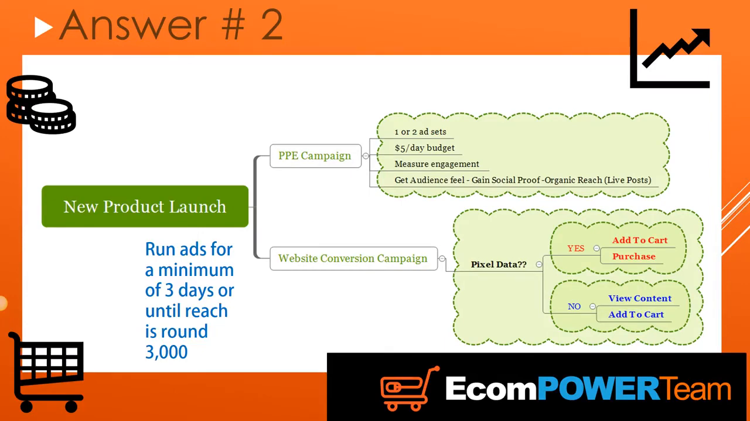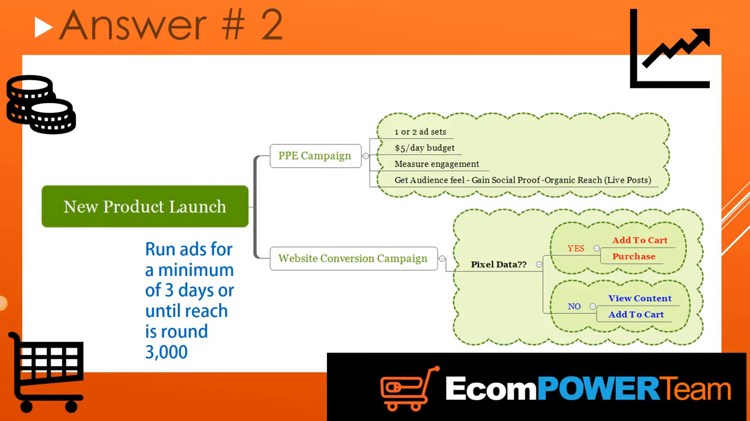Okay, so depending on if your pixel has data or not, if it does not have data, you can start with one ad set that is view content and one ad set that's add to cart. And if your pixel does have data, you can start with add to cart and purchase. Okay, so I like to run those 2 different ad sets in correlation with one another and let them go after each other and see which one performs better.